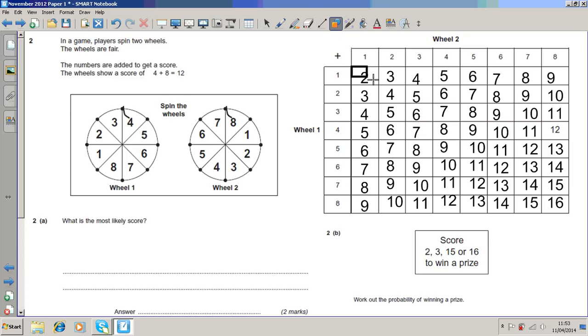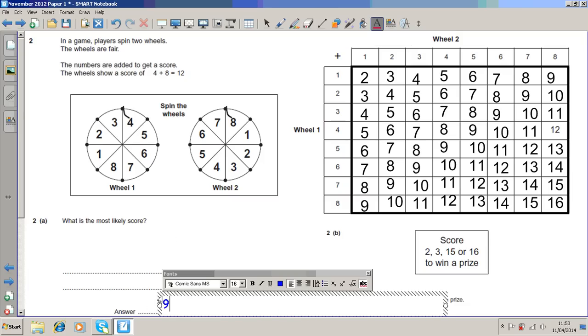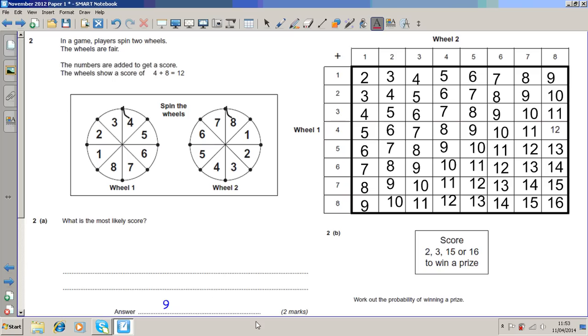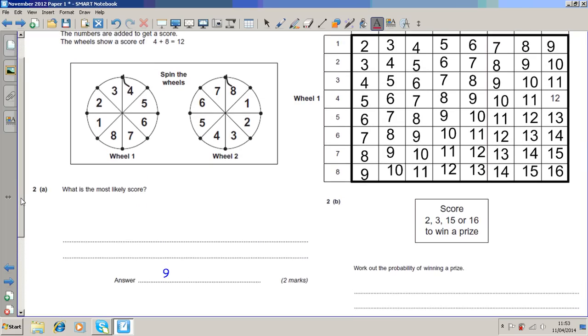This bit here is the important bit: the scores that we could possibly get by rolling the 2 wheels and adding them together. So what is the most likely score? Well, we've got some diagonals going on here. There's 1, 2, 3, 4, 5, 6, 7 8s. 5, 6, 7, 8 9s. 1, 2, 3, 4, 5, 6, 7 10s. So the most likely score is 9. 2 marks for that. I'm guessing they're giving you a mark for filling in the table, and then 1 for putting 9. Now we'll work out the probability of winning a prize.